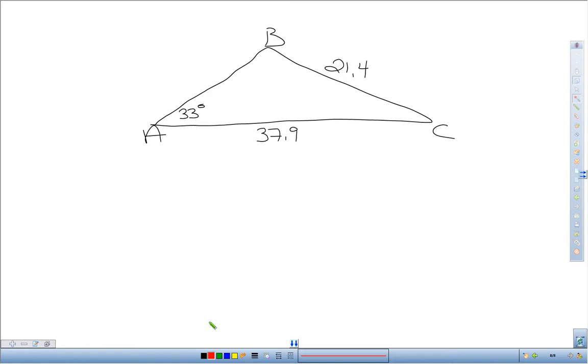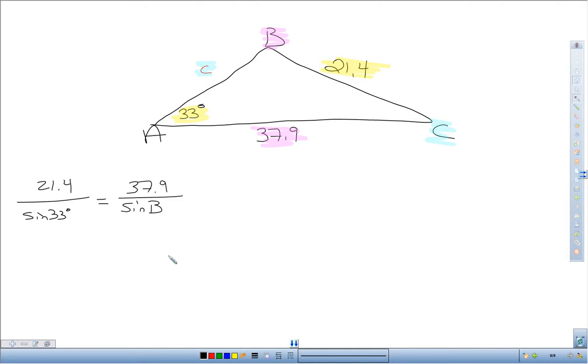So we're still going to treat this the same way. I'm going to make sure I pair up each side with its corresponding angle. So this 37.9 goes with angle B. For the time being, I don't know what side c or angle C is, but I do know that they will pair up. So I can just use the only thing I'm given, 21.4 over sine of 33 degrees, and the only other thing I'm given is 37.9 over sine of B.